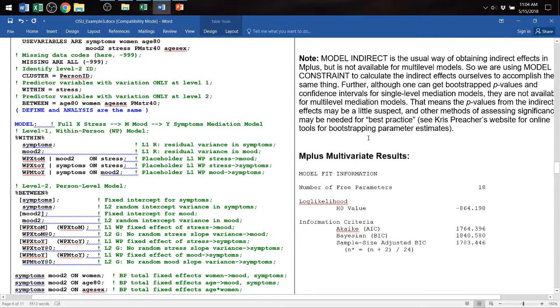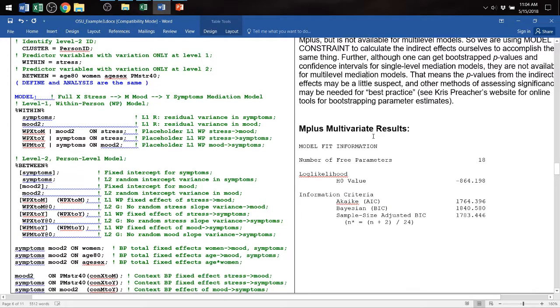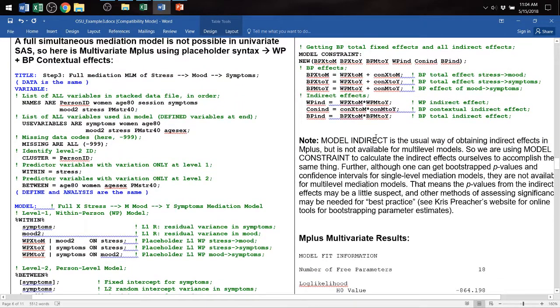So, Reviewer 3 is going to demand bootstrap confidence intervals and p-values for your indirect effects, and you better give it to them. All right, so questions on the syntax, putting this all together.